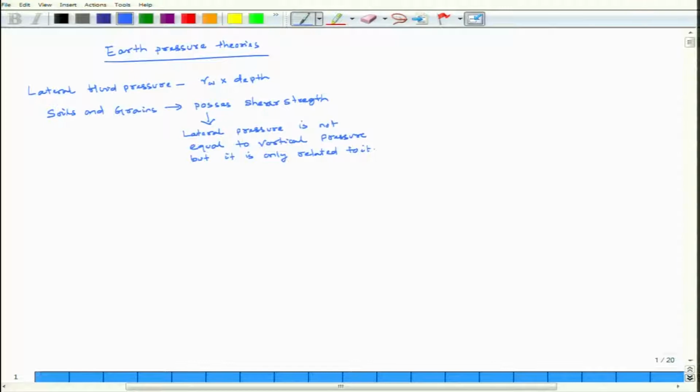Structures which hold back soil mass are called retaining structures. Again, retaining structures come in various types: retaining wall, sheet pile walls, basement wall. Let us see these examples.